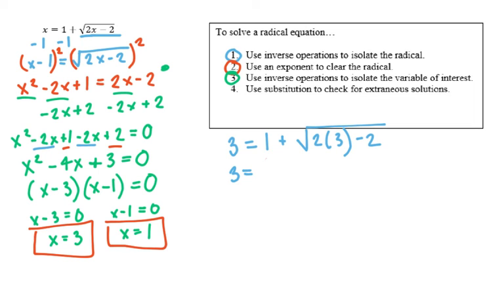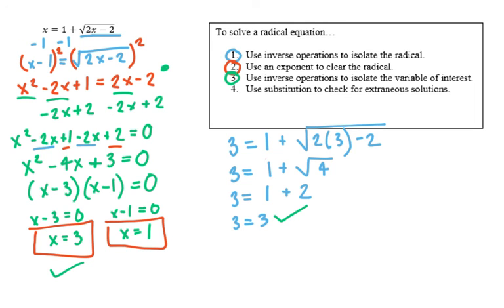So when we solve, we get 1 plus the square root of 2 times 3, which is 6. 6 minus 2 is 4. The square root of 4 is going to be 2. So we get 3 is equal to 3. This checks out, this is true, so we know that x equals 3 is a real solution of this radical equation. Now let's do the same thing for x equals 1.